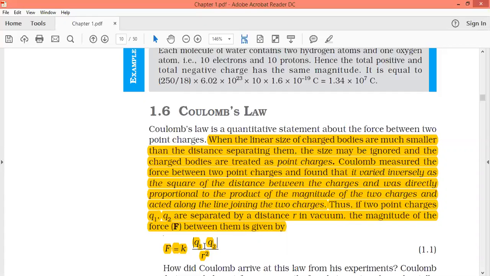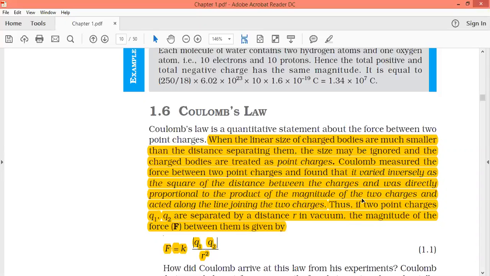Say here we have taken two charges, Q1 and Q2. These two charges are separated by the distance r. Coulomb measured the force between these two point charges, and found that this force varies inversely as the square of the distance between the charges. The distance between the charges is r. So F is inversely proportional to the square of the distance. F is proportional to 1 by r square.